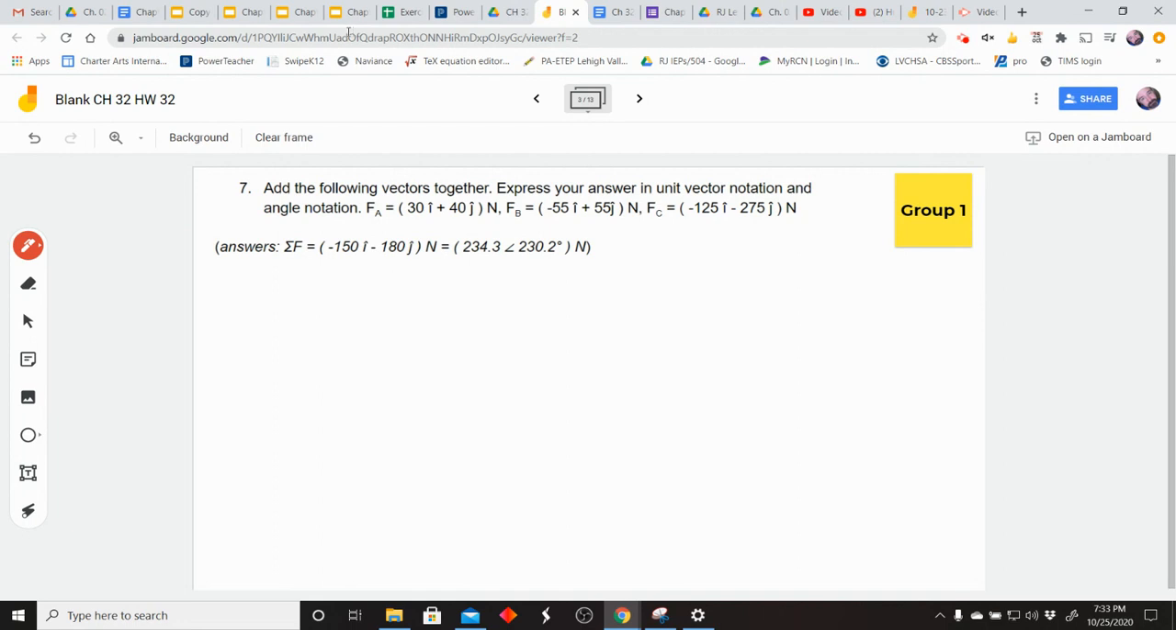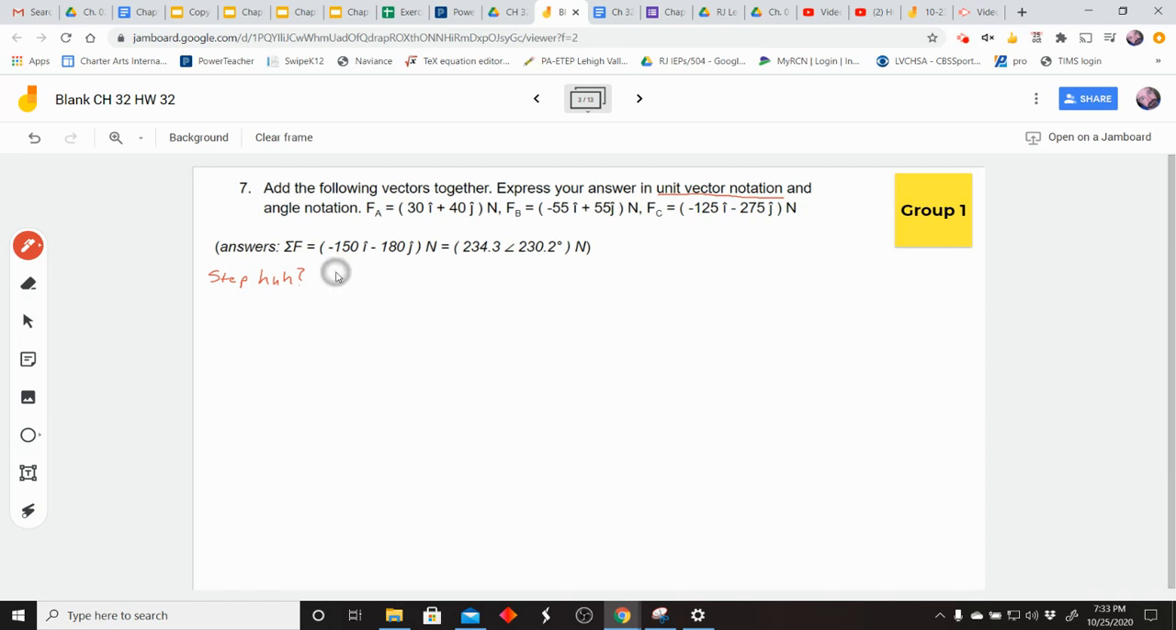Hi, physics, Mr. Janowski. This is homework 2, problem 7. So we have to add the following vectors together and express our answer in unit vector notation and in angle notation. So what are we looking for here? Express our answer, add them together, express it in unit vector notation.